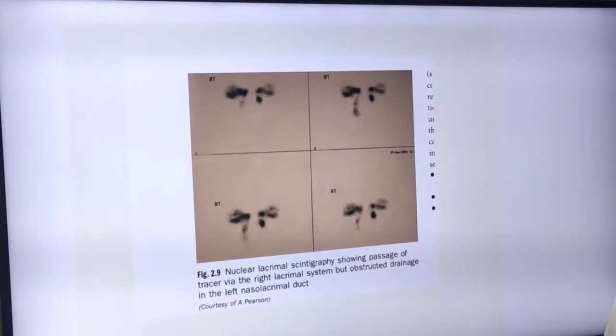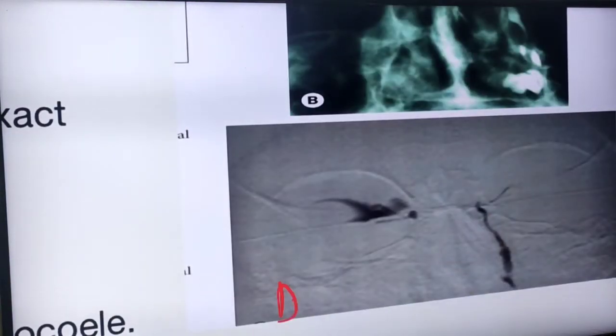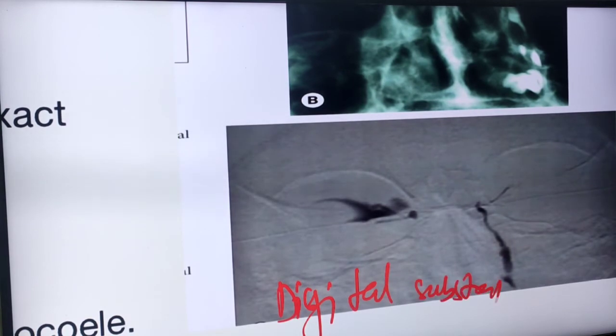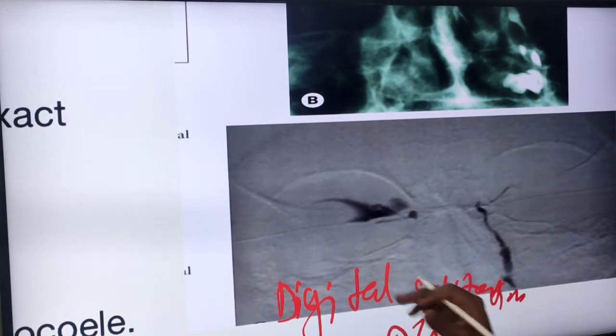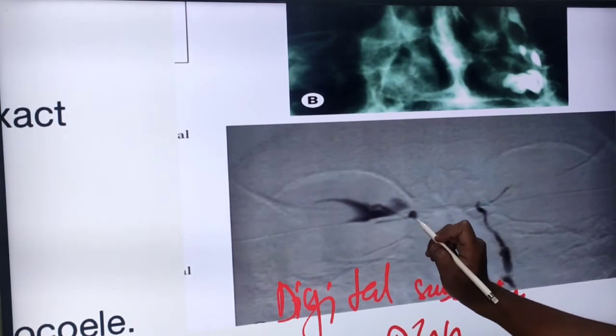This is question number 4. Okay, now I have to tell you about this. What is this? This is a digital subtraction DCG. This is a digital subtraction DCG which tells you about the exact location.